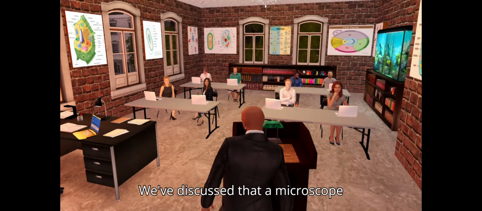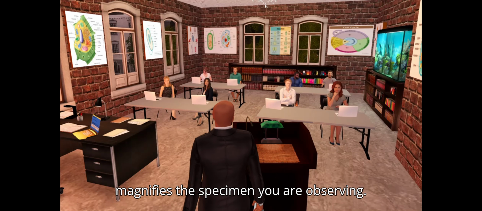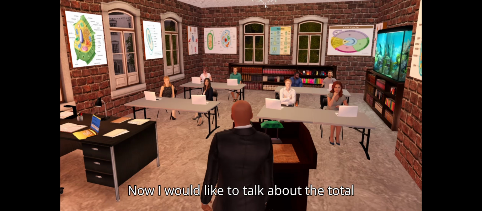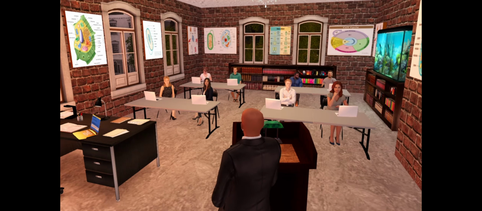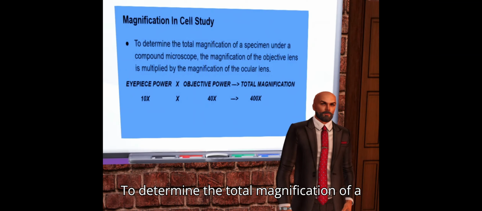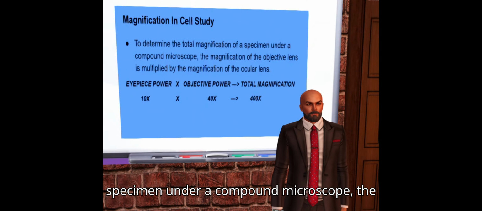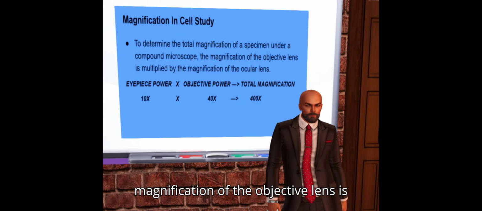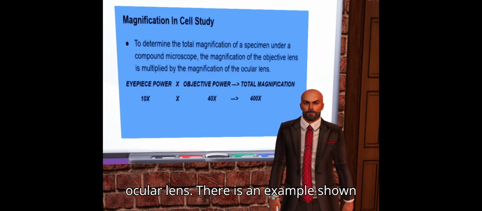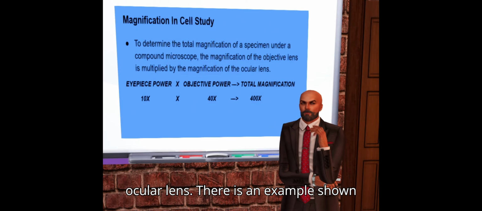We've discussed that a microscope magnifies the specimen you are observing. Now I would like to talk about the total magnification of what we view using a compound microscope. To determine the total magnification of a specimen under a compound microscope, the magnification of the objective lens is multiplied by the magnification of the ocular lens. There is an example shown here.